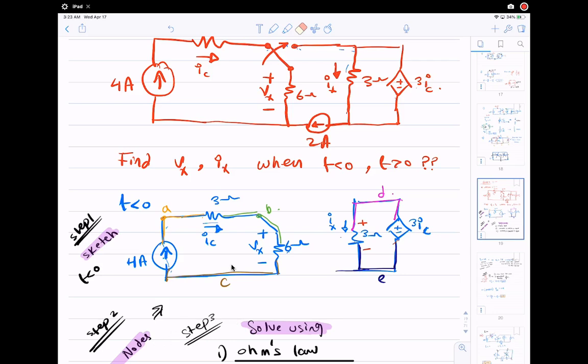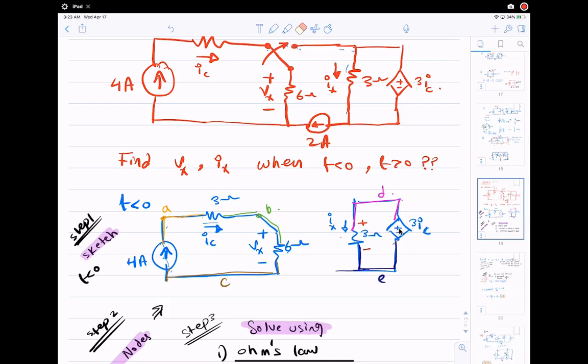So this loop is separate than this loop. The only connection between them is this dependent source. Why? Because we said the dependent source would depend on a value in the circuit, and this value is 3 times the current IC. Where is the current IC? It's here on the left side. So whenever you find IC, you go and find 3IC, which is the value of the voltage source.